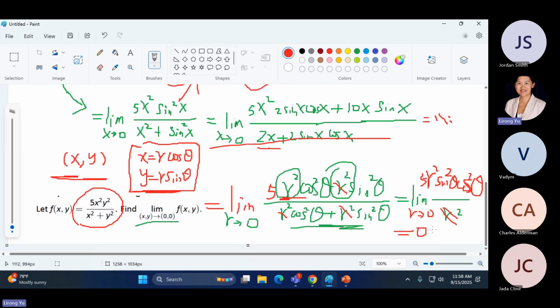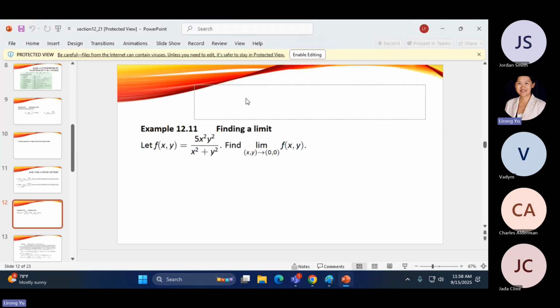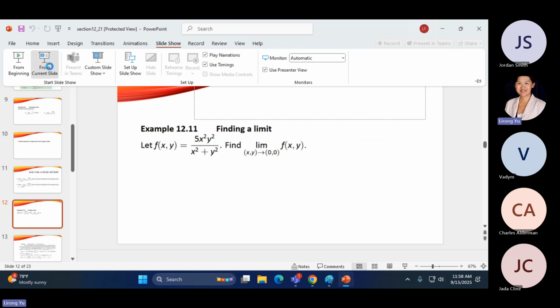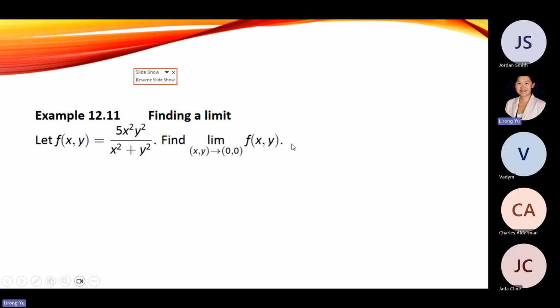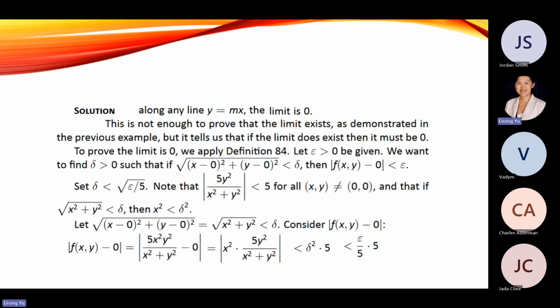That's clear enough. Any questions? Are we okay? This is one of the substitutions that will make the two-dimensional scenario a lot easier to manage when we try to prove the limit exists or does not exist. Right.